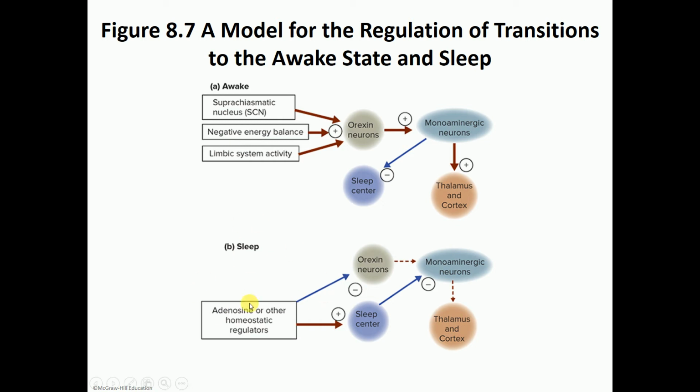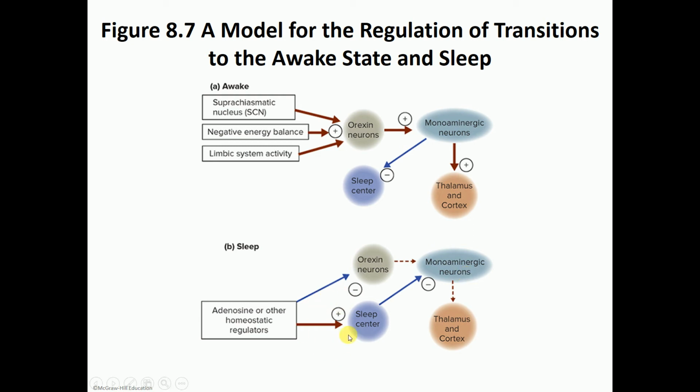Okay, so again, accumulation of adenosine, which is a normal process that happens due to the breakdown of ATP by the brain cells throughout the day. Other homeostatic regulators, for example, the interleukins that are produced during an infection, those are going to inhibit the orexin neurons. So there's no more orexin. So we let go of that. We stopped stimulating the monoaminergic neurons.